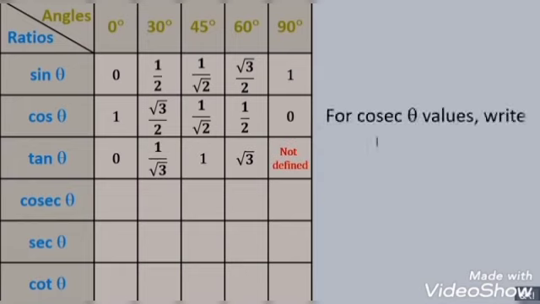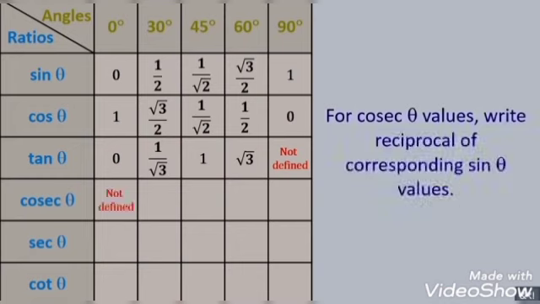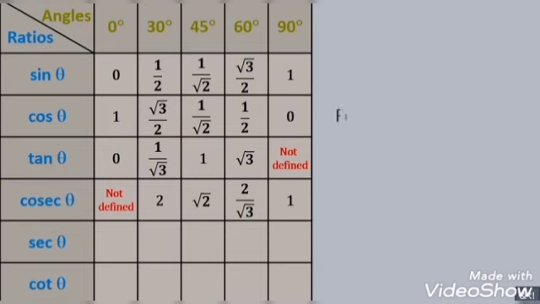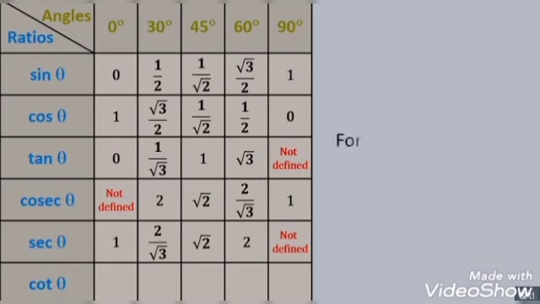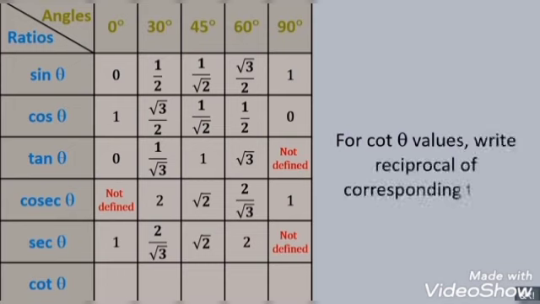For cosec theta values, write the reciprocal of the corresponding sin theta values. For sec theta values, write the reciprocal of the corresponding cos theta values. For cot theta values, write the reciprocal of the corresponding tan theta values. That's it.